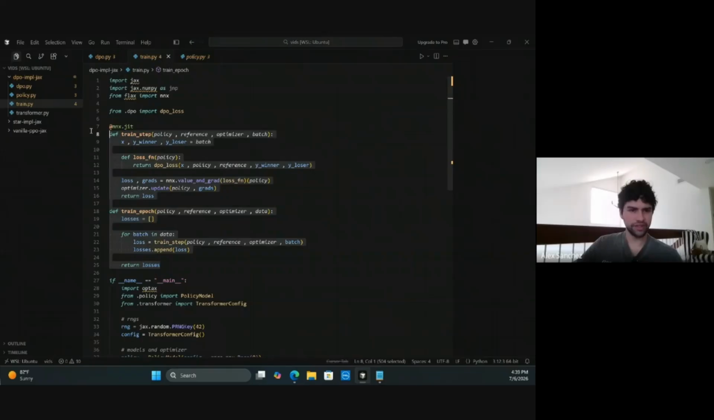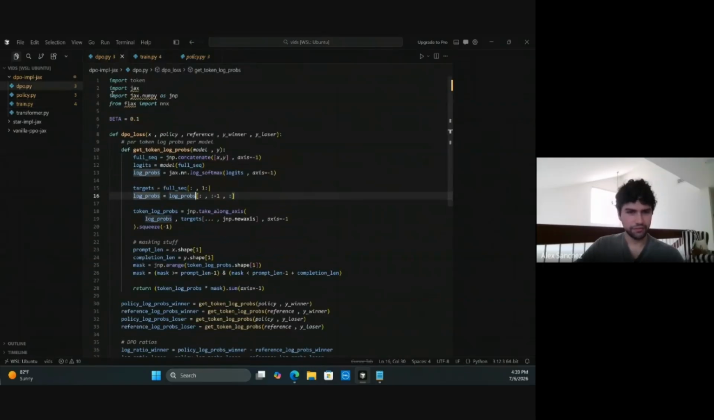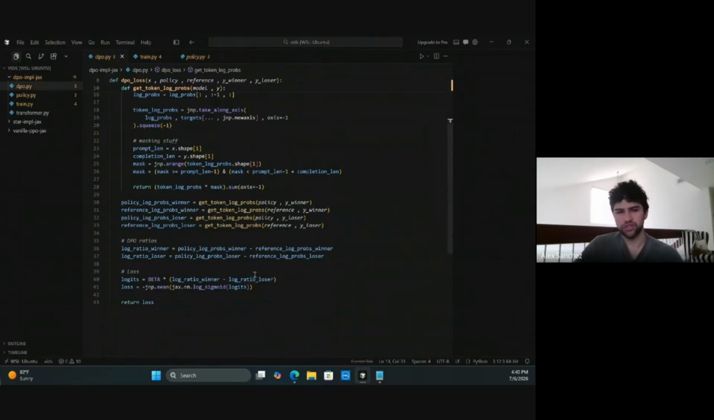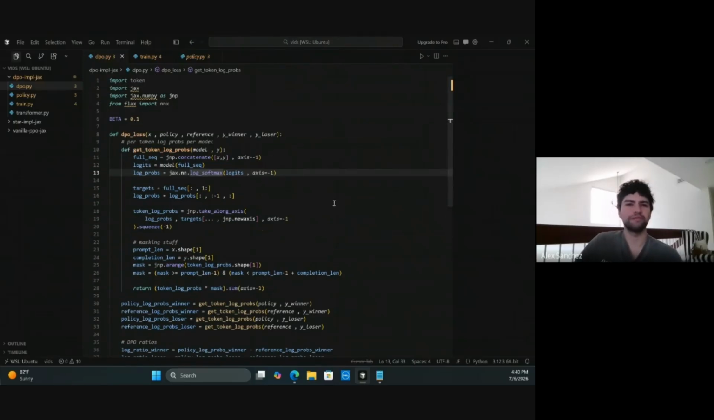But basically, this is it. Let's look at it. Lines 7 to 25, that's 18, and then this whole file is 43 lines. So DPO can be implemented in under 60 lines in JAX. And I probably didn't even do it the best way possible, so this could all probably be like 50 lines of code.